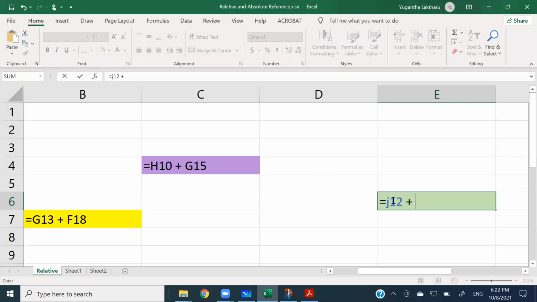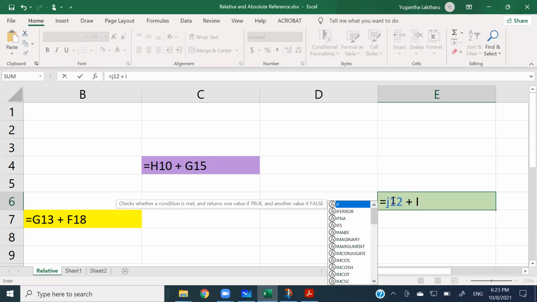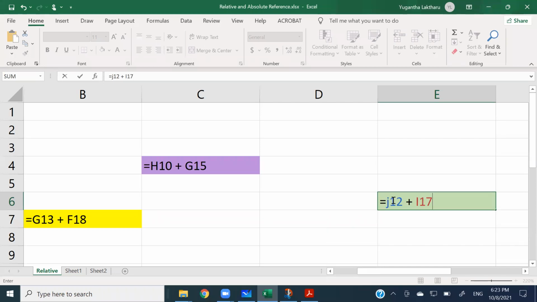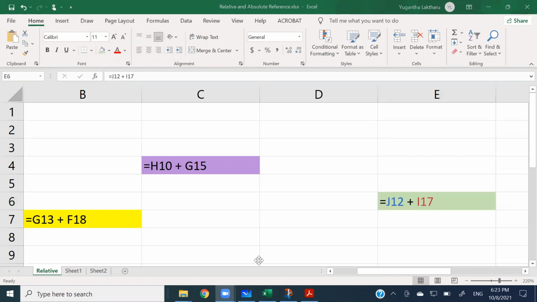Plus, G in the purple color is going to increase by 2. So G will become H, then I, right? E, F, G, H, I. Then the 15 is going to advance by 2, so 16 and 17. So this is going to be the answer, J12 plus I17. Right? Very good. Most of you have sent me the correct answer.